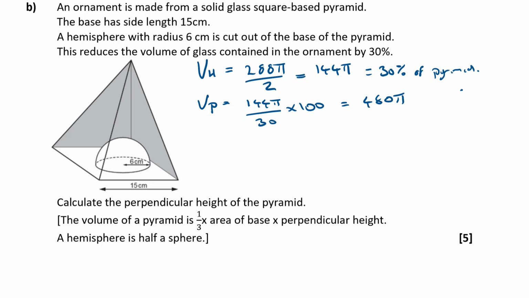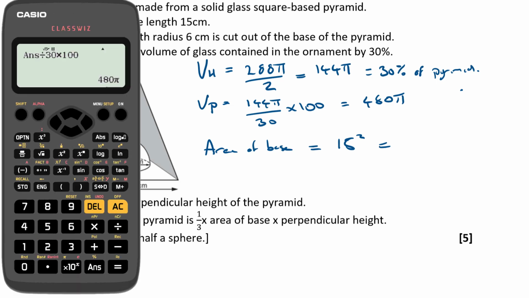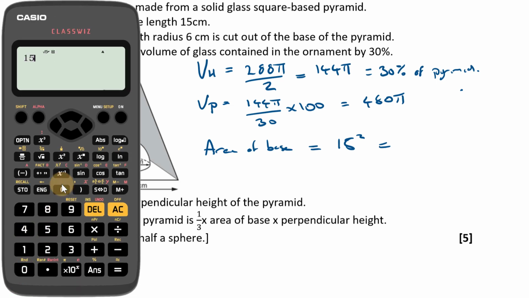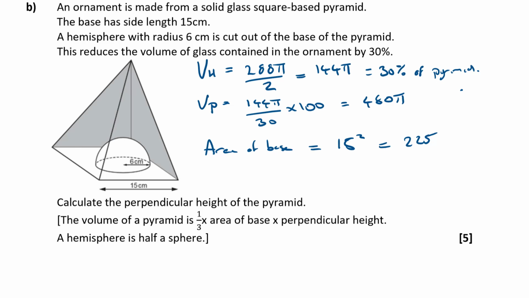But we also know that the volume of a pyramid is 1/3 times the area of its base times its height. So what is the area of the base? It's a 15 centimeter square, isn't it? I'm told it's a square base pyramid. So the area of the base is 15 squared. What's that? 15 squared is 15 times 15, 225. Okay, so the area of the base is 225, the volume is 480 pi.